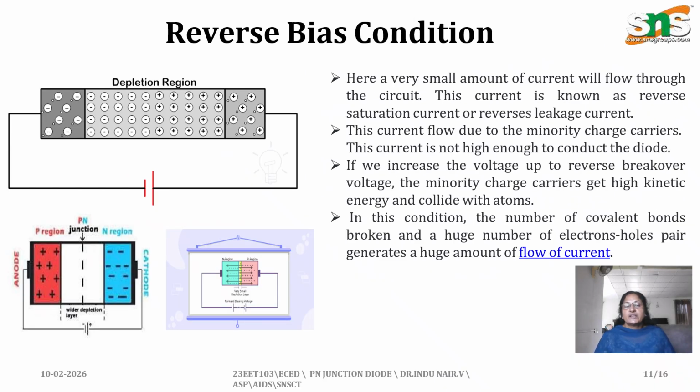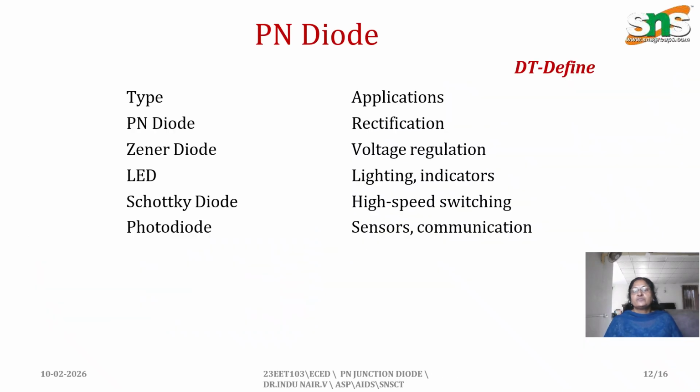In the reverse bias condition, the current is known as reverse saturation current or reverse leakage current. This current flows due to the minority charge carriers. It is not high enough to make the diode conduct. If we increase the voltage up to the reverse breakdown voltage, the minority charge carriers gain high kinetic energy and collide with atoms. Many covalent bonds are broken and a high number of electron-hole pairs are generated, producing a huge flow of current.